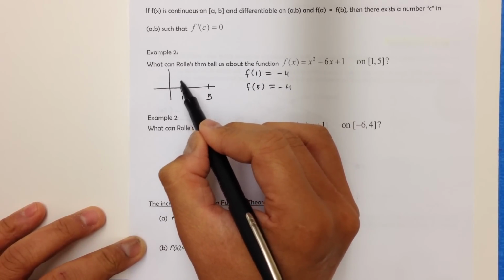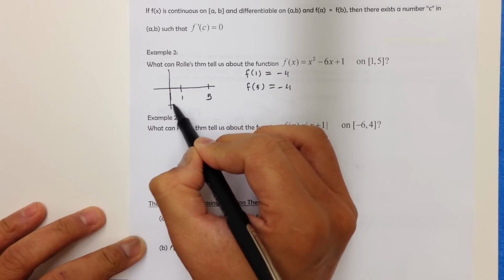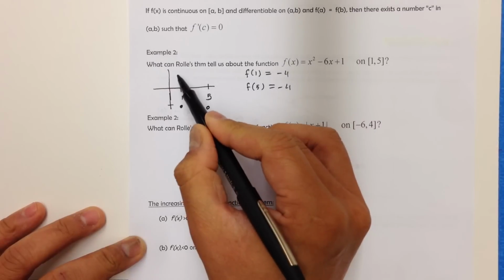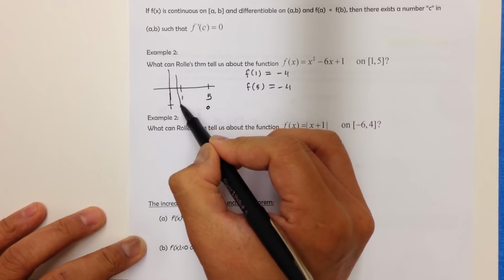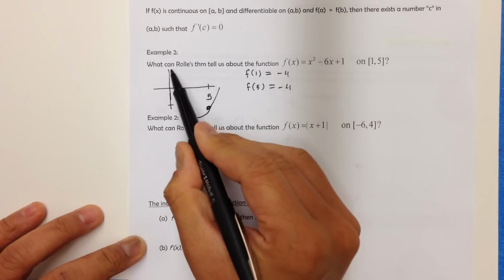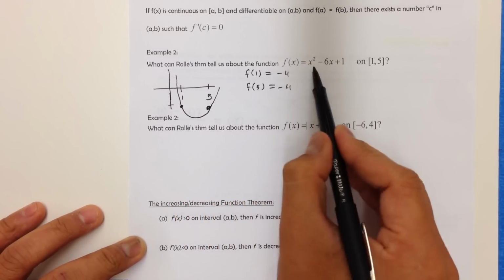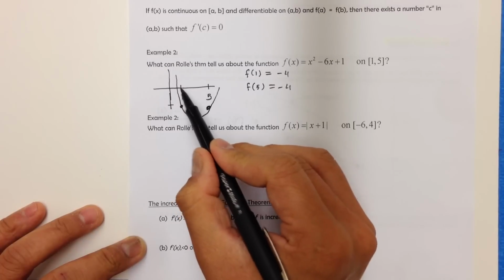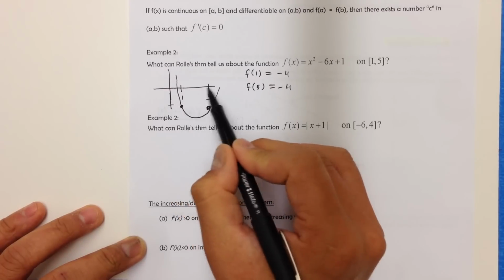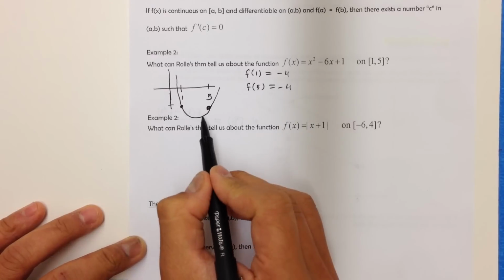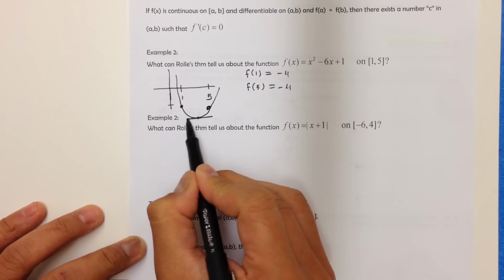So the function is going to behave something like this. The function is going to open up. The function will start at -4 and will return to -4. The function goes up, so the function goes something like this. All right. So what can Rolle's theorem tell us about this function? Rolle's theorem says that between 1 and 5, there is a point such that the derivative at that point equals 0, and it's somewhere here, right?